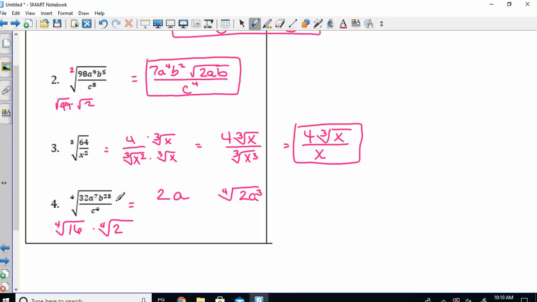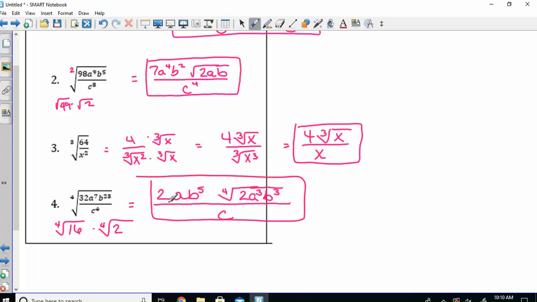All right, b to the 23rd. So, perfect. If you have b to the 5th, that accounts for 20 of them. So 3 left, b to the 3rd left on the inside. On the bottom, the 4th root of c to the 4th. C. So far, so good?